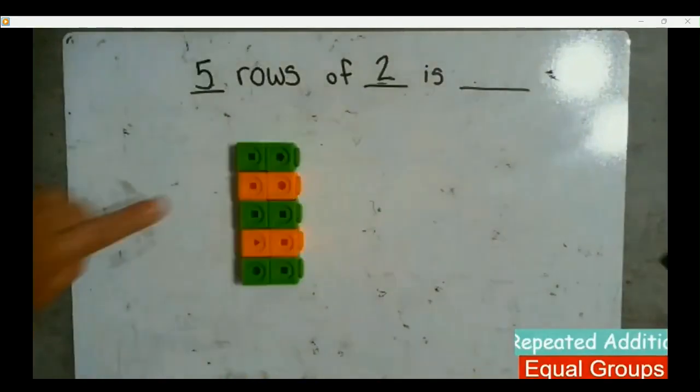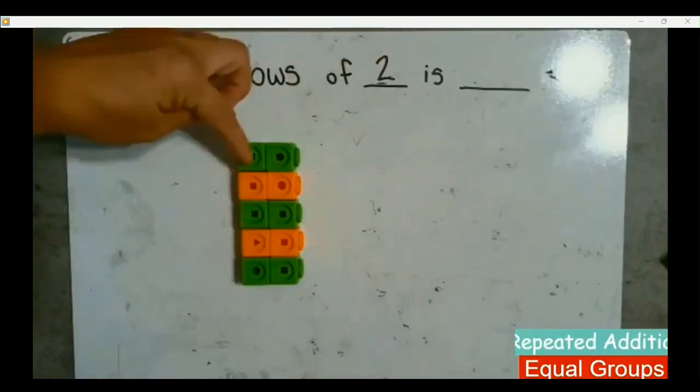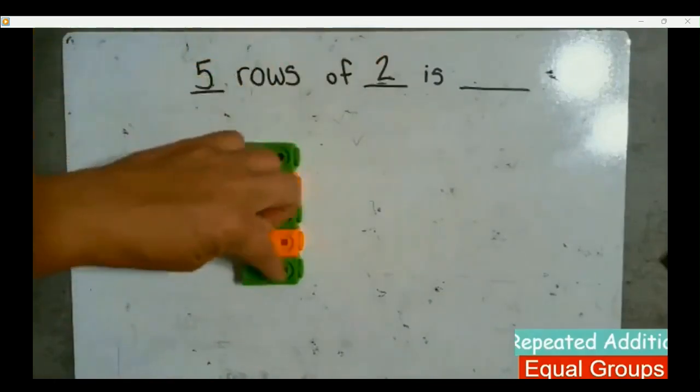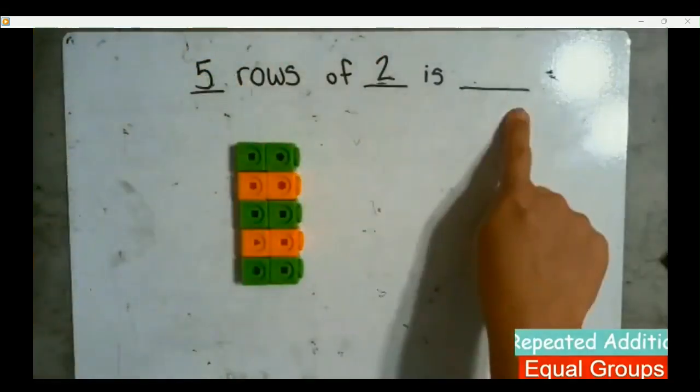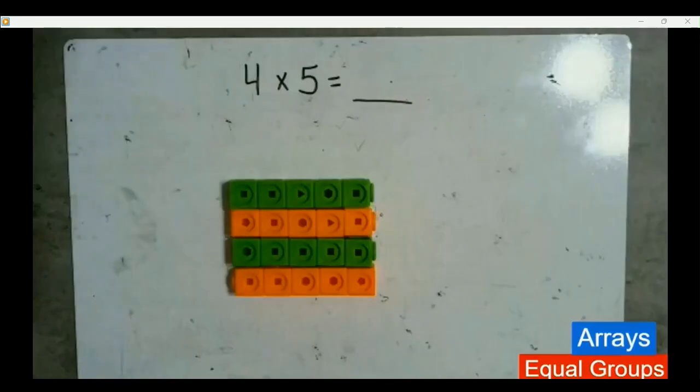We've now changed the language. Instead of groups, we want them to organize their groups into rows and columns. This sets them up for understanding what an array means when we do multiplication in 3rd grade.